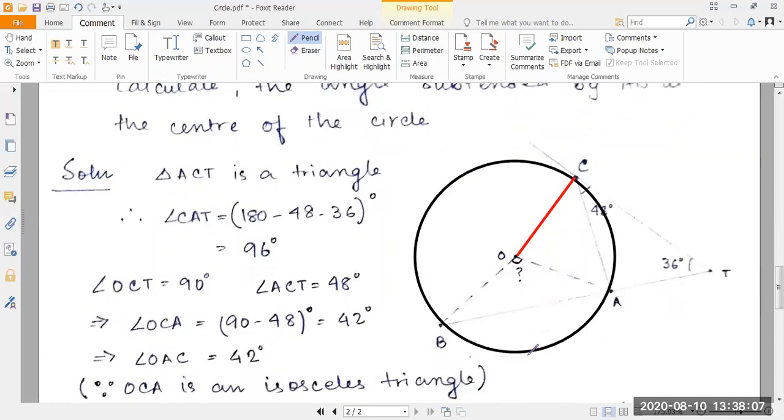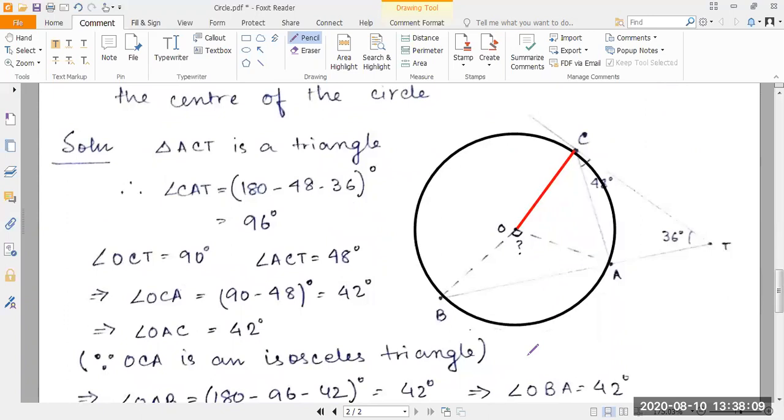So let's go step by step. This is also not a very difficult sum. It's basically the approach of the sum. So let's first take triangle ACT.